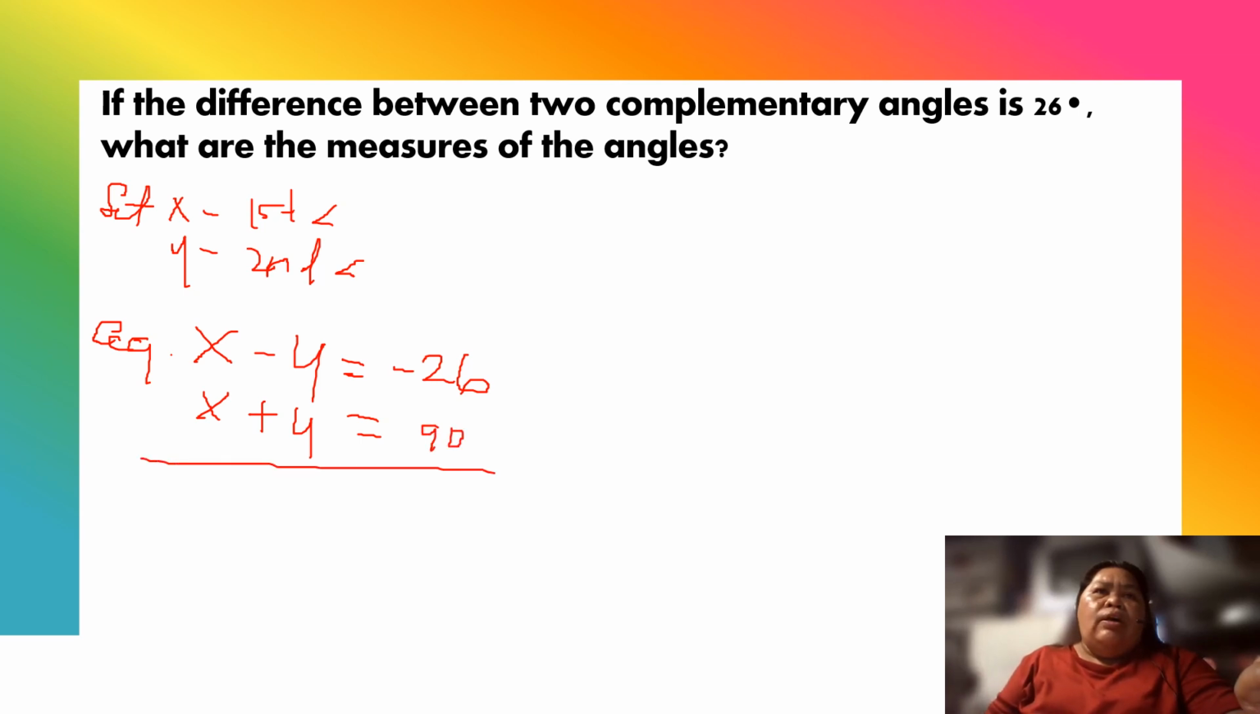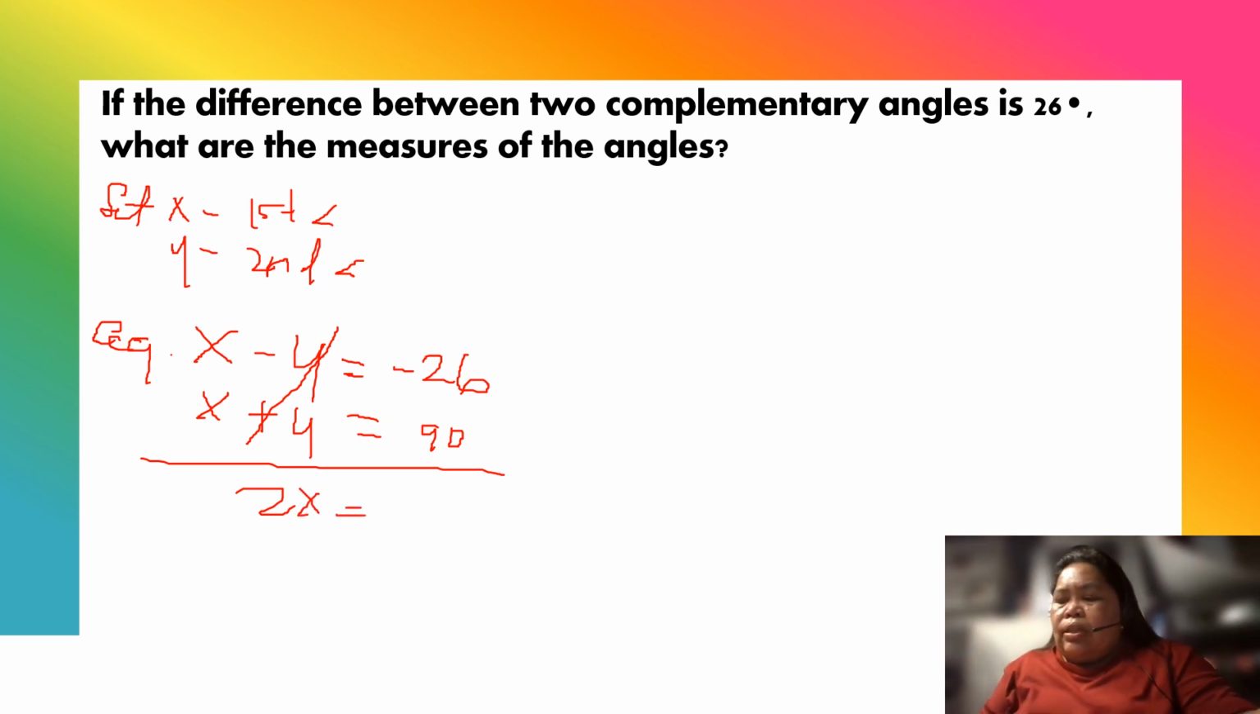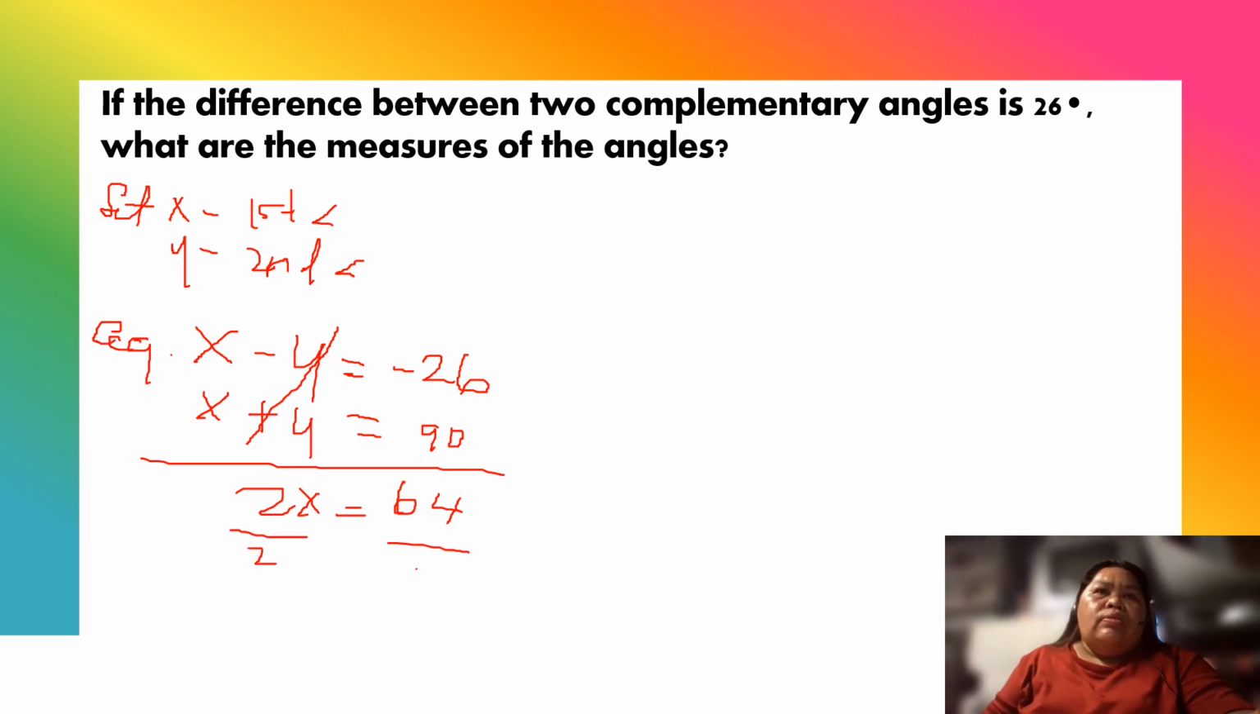Okay, so we can solve this through the elimination method. We will eliminate y directly. So we have 2x equals 90 minus 26. The answer is 64. Then 64 divided by 2. Therefore, your first angle is equal to 32. So 32 is the first angle.